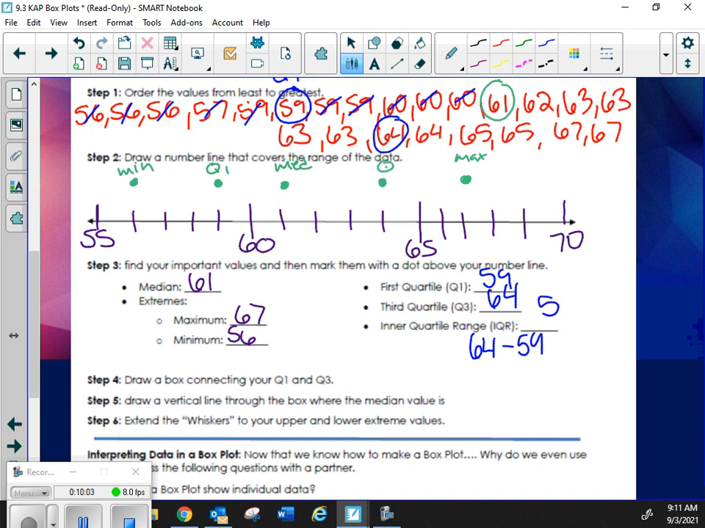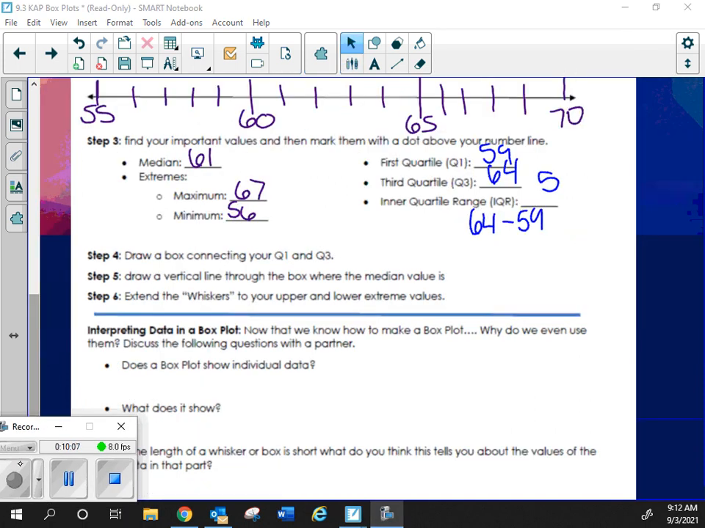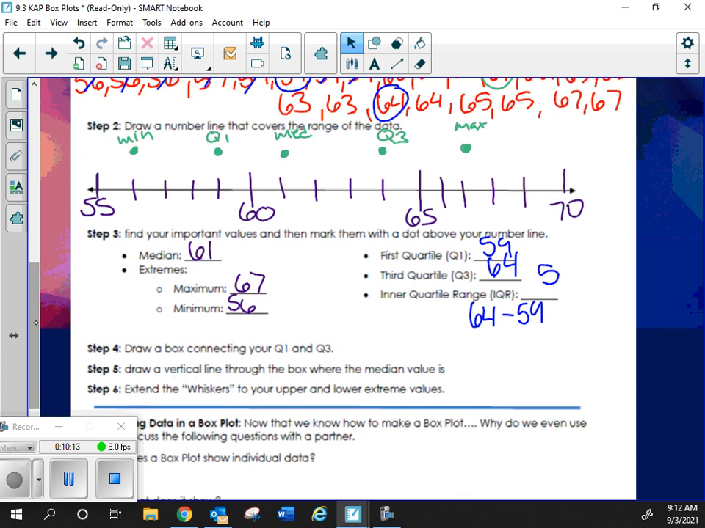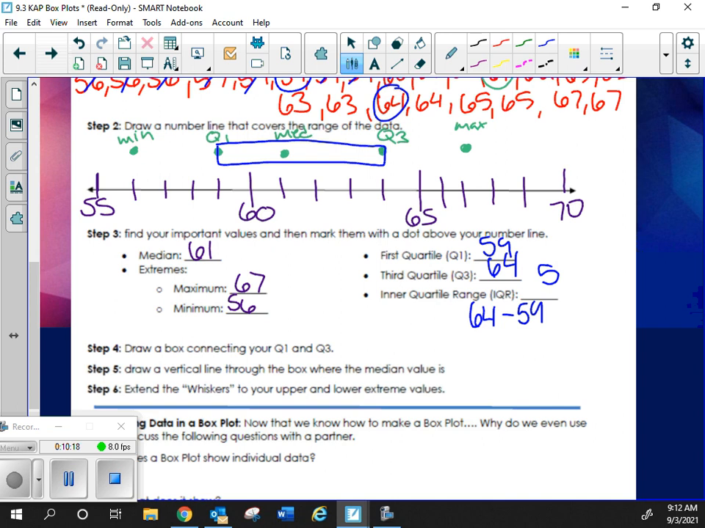I'm going to do that on my poster off to the side, so I'm going to pause the video real quick. All right, so now step 4 says to draw a box connecting Q1 and Q3. So I'm going to scroll back up. I'm connecting Q1 and Q3, box like that. Step number 5, draw a vertical line through the box where the median value is.